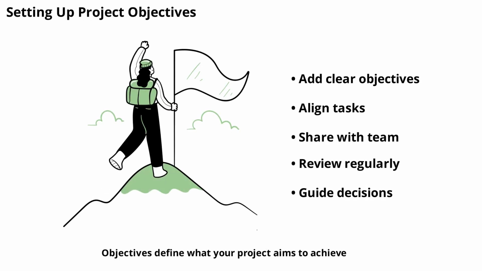Objectives define what your project aims to achieve. Use your scheduling software to add clear objectives, such as delivering a product or improving a process. Share objectives with your team and align tasks to support them. Review objectives regularly to ensure your project stays focused. Clear objectives drive motivation and guide decision-making.